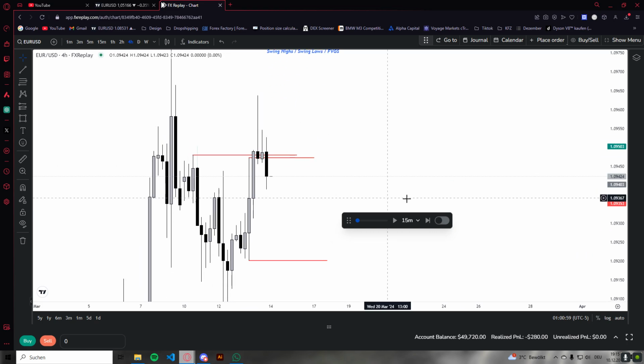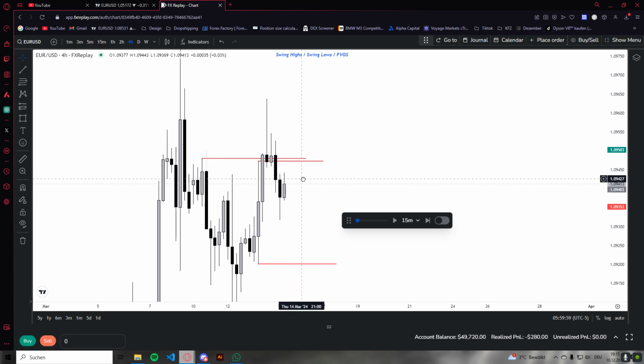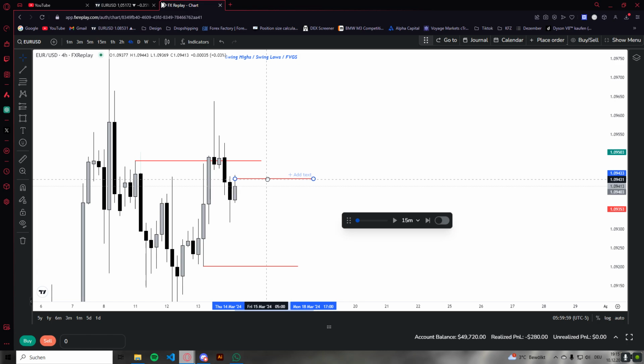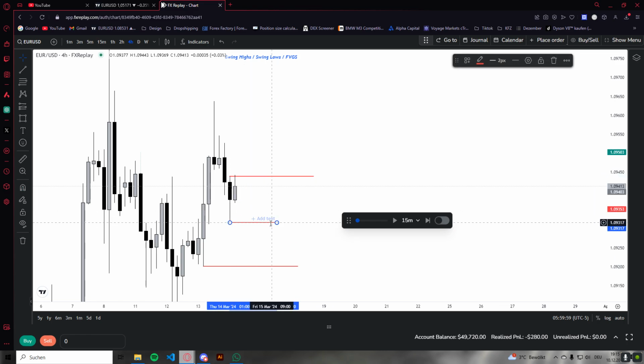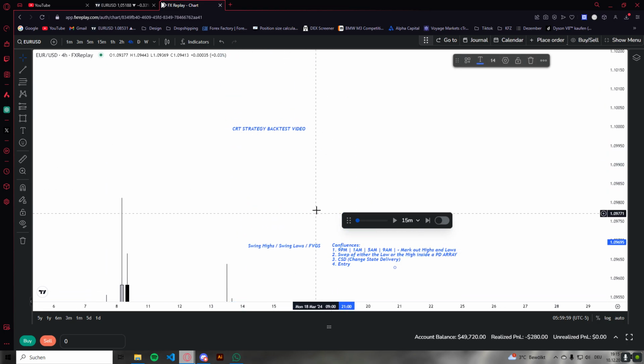So we have the 9 p.m. Is here a PD array? No, no PD array for me. So that should be a good one. Okay, if we mark out this high and we mark out this low, that's our first step. We mark out from these candles the highs and lows.